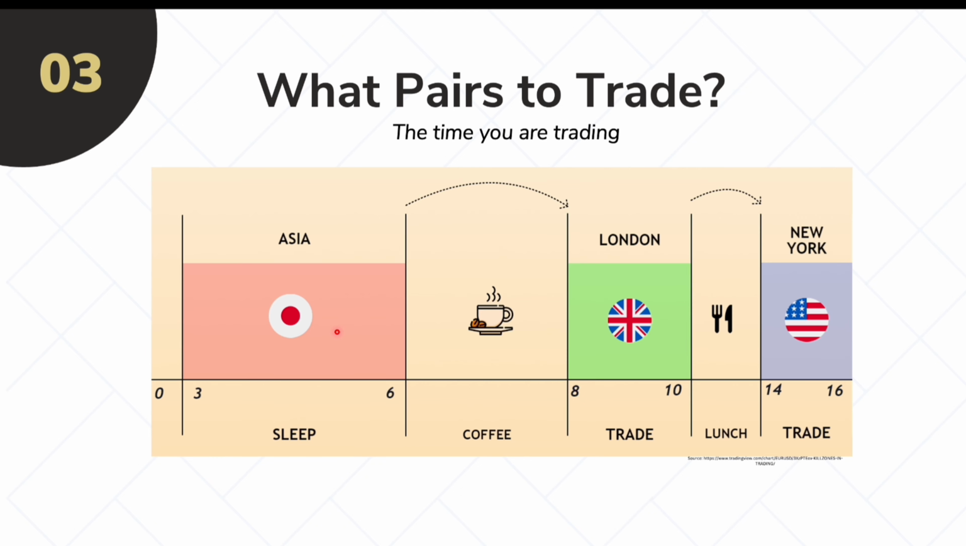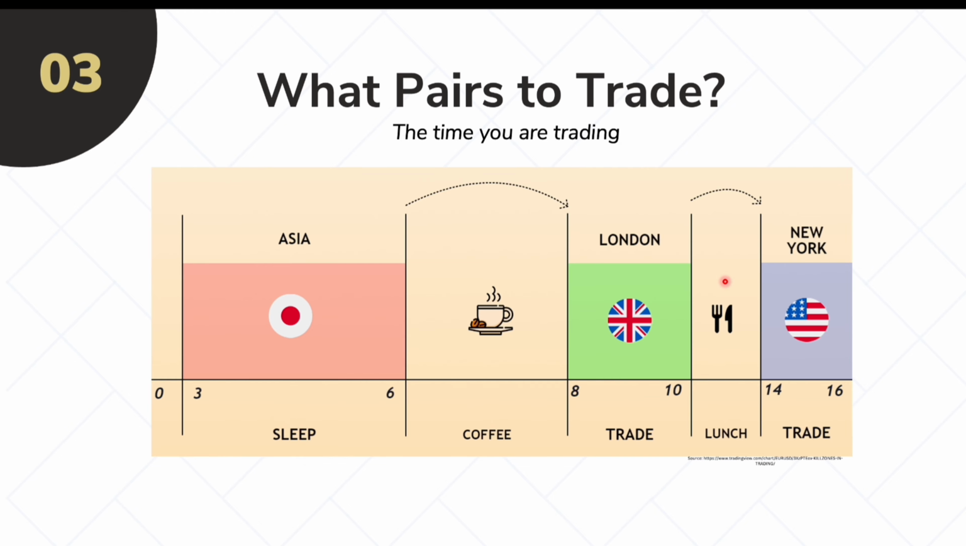So make it easy for yourself. Check for yourself, where can I trade? Where am I from? And what times can I trade? And then combine it with the pairs you would want to trade. So if you are able to trade the London session, go for euro, go for GBP, compared, for example, with the US dollar.